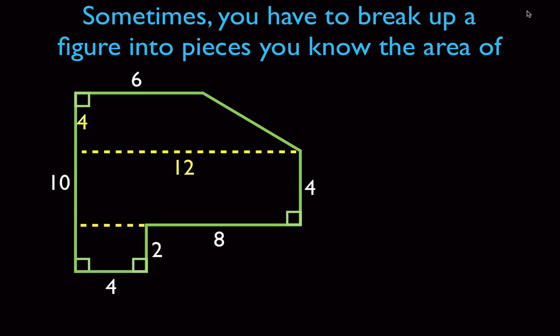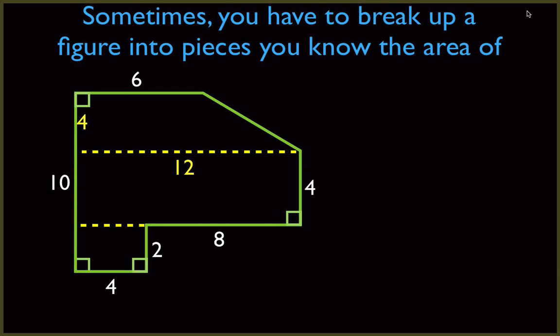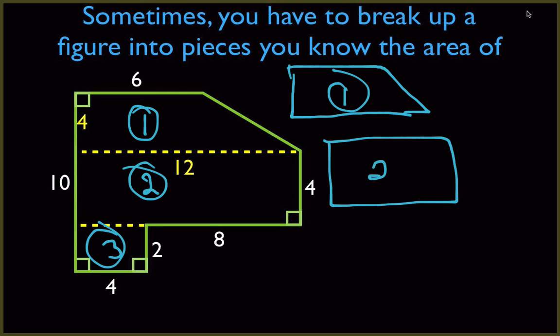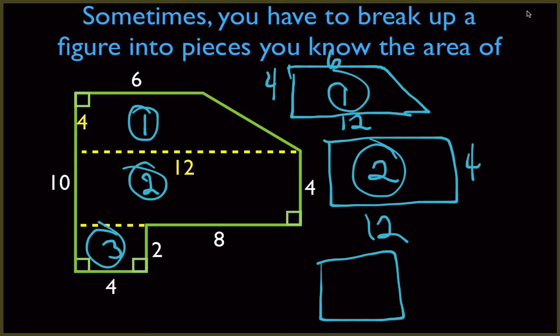So what I have at this point is 3 shapes. 1, 2, and 3. So I'm going to have 3 separate problems. First, I've got the trapezoid that looks like this. Okay, second, I have a rectangle that has sides of 4 and 12. And lastly, I have a rectangle with sides of 2 and 4.